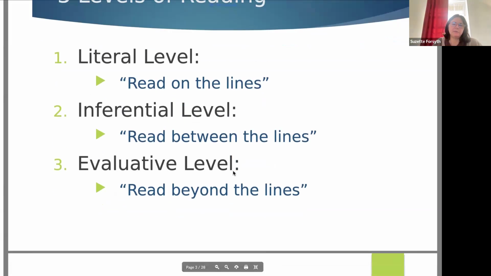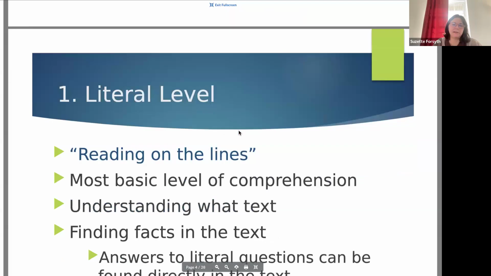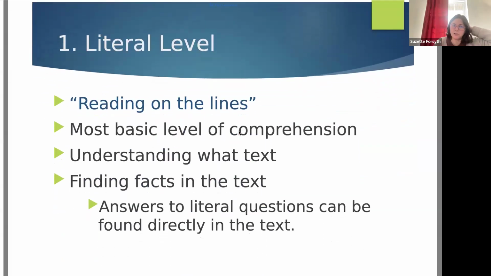So let's talk about these one at a time. Let me just, I think I already marked that Rebecca's here. She must have just lost connection.